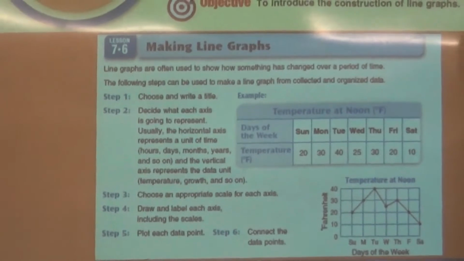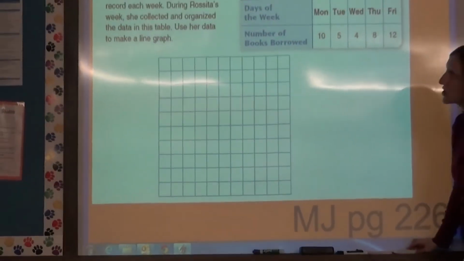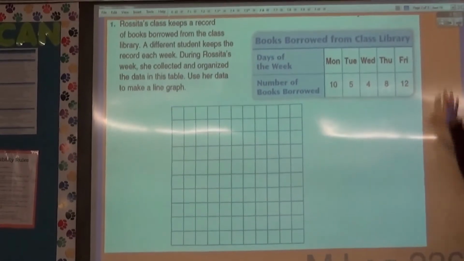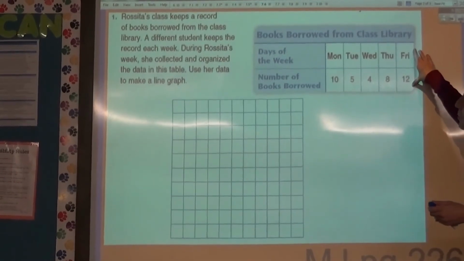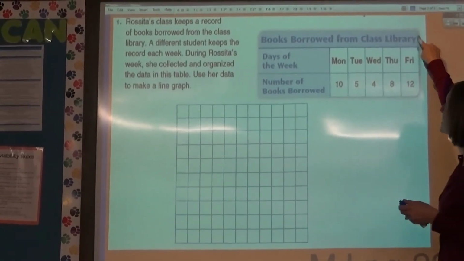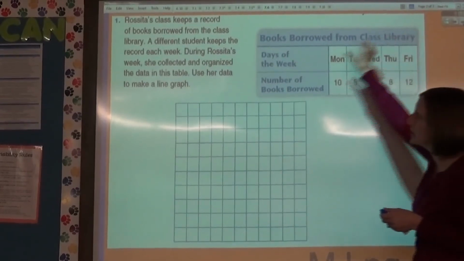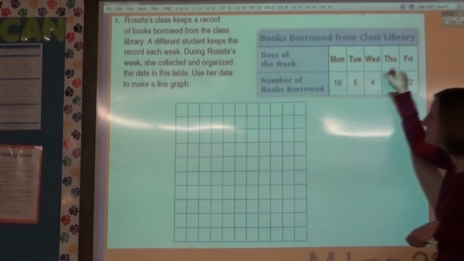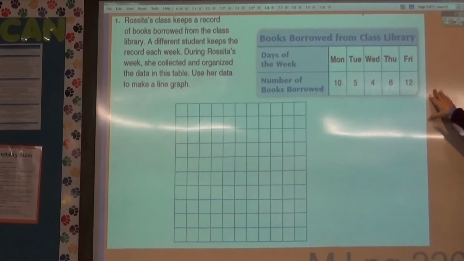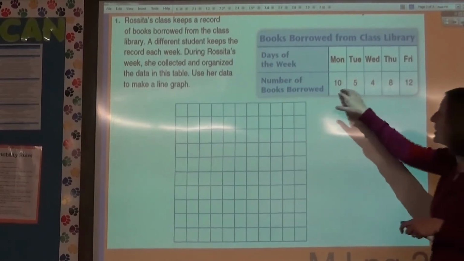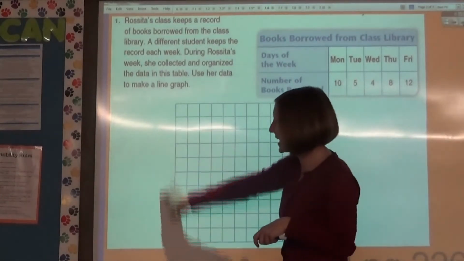So let's take a look. You're going to have this to complete. Those directions are right there. Okay, you're going to take this data. You'll have to come up with a title. A lot of times the title on your data here is going to be a good title for your line graph. You are also going to want to decide, should my numbers go along this axis or should my days of the week?